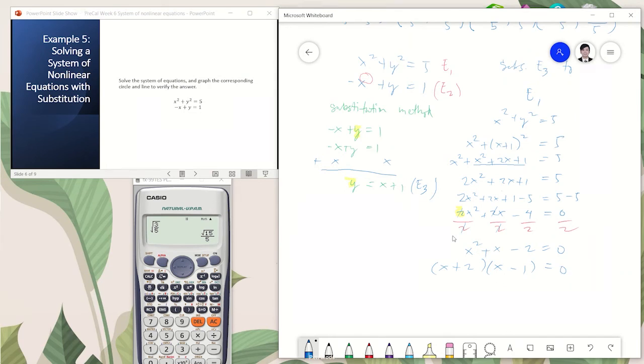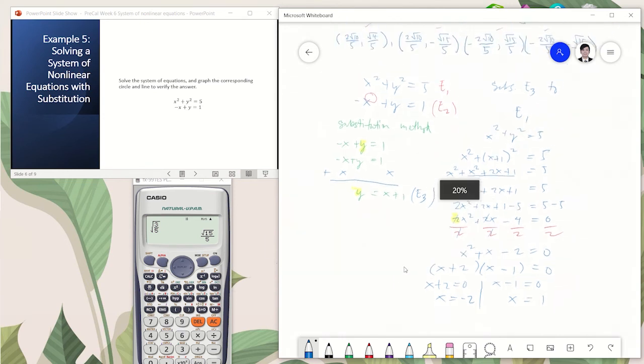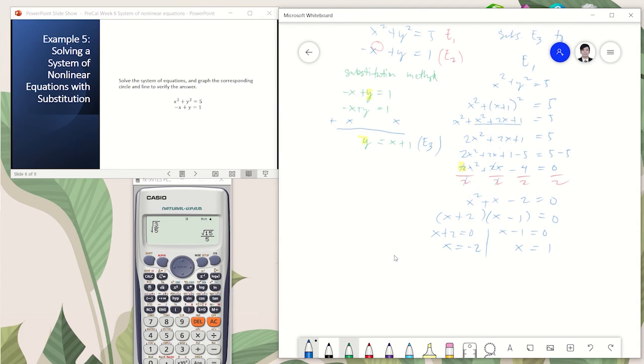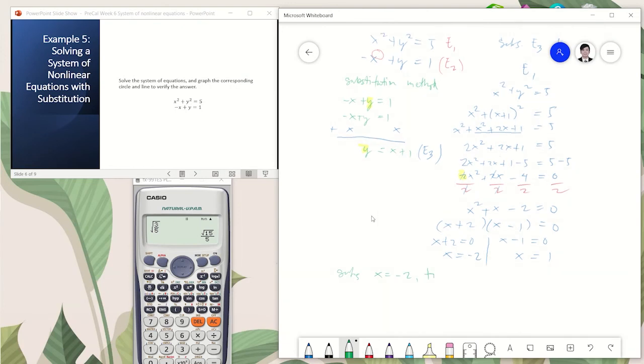Then apply the zero product property. x plus 2 is equal to 0, and the other one would be x minus 1 is equal to 0. Where x is negative 2, here x is equal to 1. And then you will be able to identify already what the y is by substituting x is equal to negative 2 to either of the equations that you have.